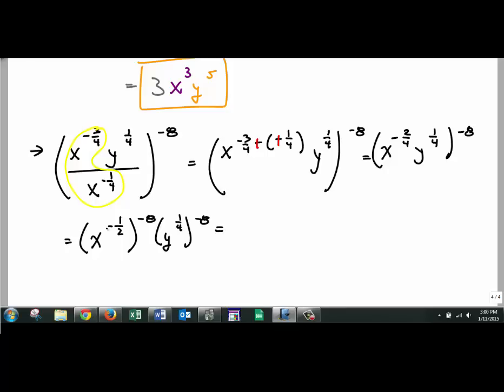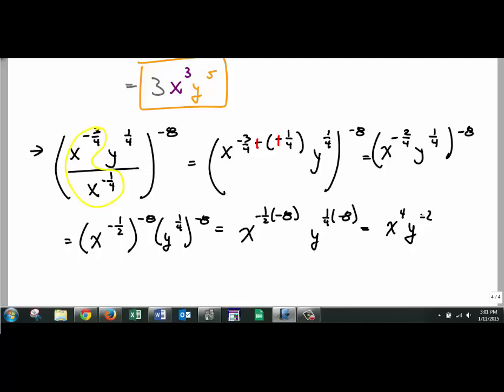And I have a negative times a negative is a positive here. So I have negative 1/2 times negative 8. And here I'll have 1/4 times a negative 8. When you raise a power to a power, you multiply the powers. A negative 1/2 times a negative 8 is a positive. Half of 8 is 4. And then a fourth of 8 is 2, but a positive times a negative is a negative. So I get y to the negative 2.